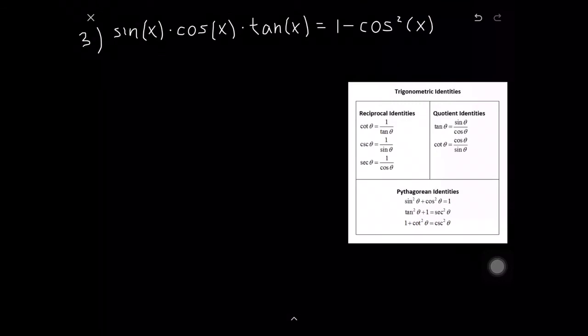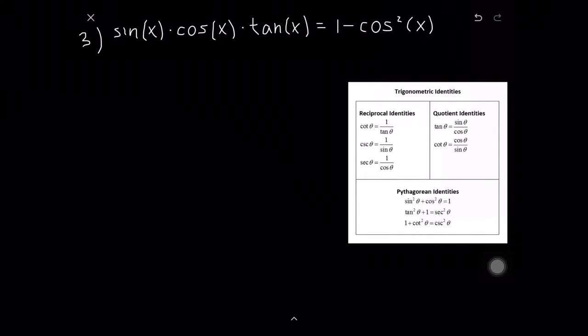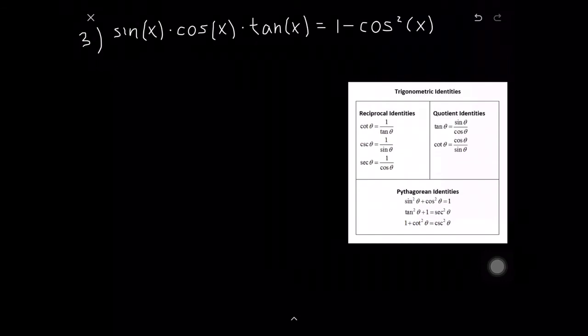So we've been using reciprocal and quotient identities, but what we haven't used yet is Pythagorean identities. So let's do an example in which we'll need to use these identities. Here we have our third example, which is sine of x by cosine of x by tangent of x equals 1 minus squared cosine of x.